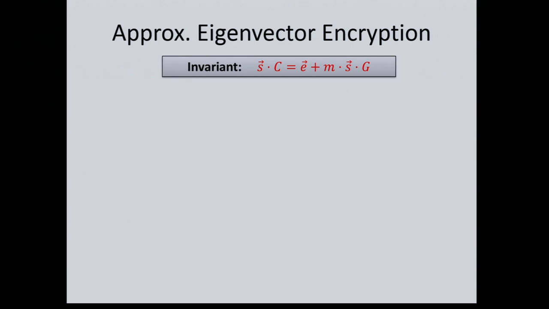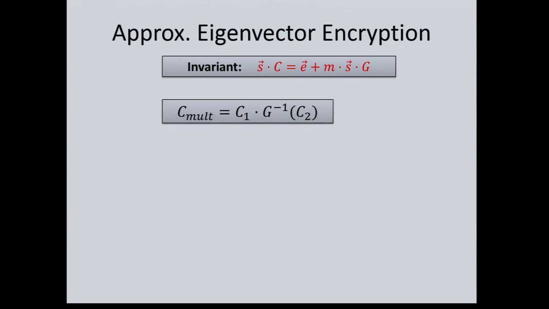And now let's see how to do homomorphic operations. Again, the invariant that we want to keep throughout the homomorphic evaluation is that we want to have ciphertext such that S times C equals E plus MSG. So long as this holds, we can decrypt. That's what we saw. So long as this holds and the noise is small enough.